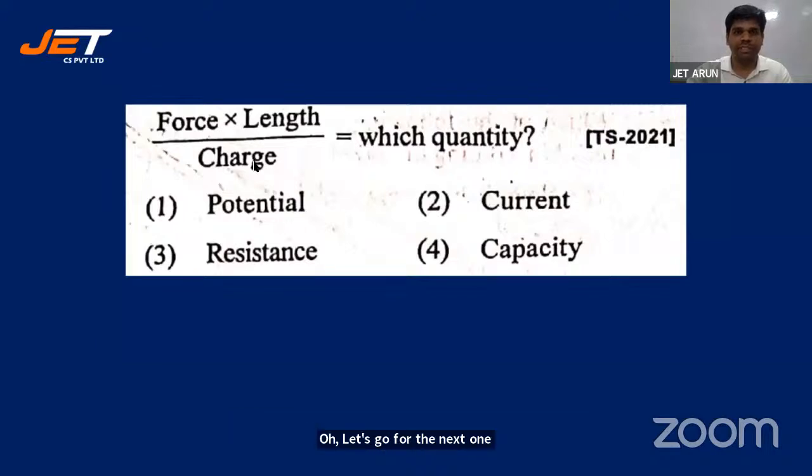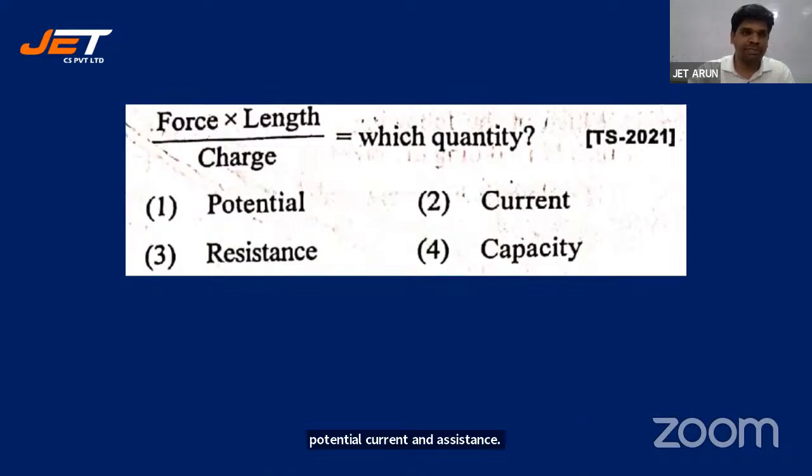Force times length by charge is equal to which quantity? Force times length, that's work done. Work done by charge is what? Current, potential, resistance, capacity. The concept of capacity comes in college, students. So you can select among these 3: potential, current, and resistance.